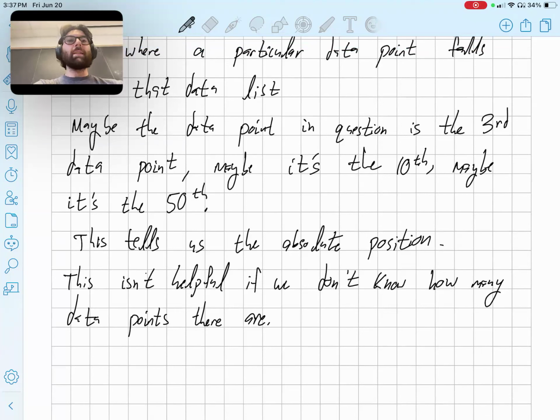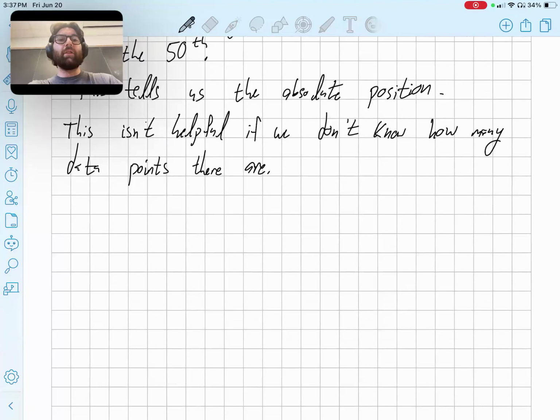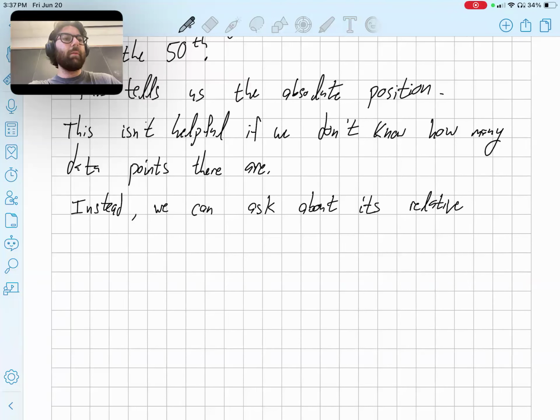If we're trying to determine, okay, this is a big data point, this is a small data point, well, if it's 10 out of 10, then it's going to be pretty big. If it's 10 out of 1,000, then it's going to be pretty small. And so what we can do is ask about its relative position.